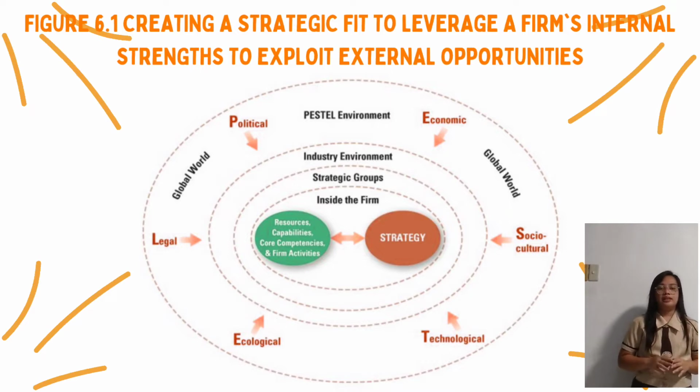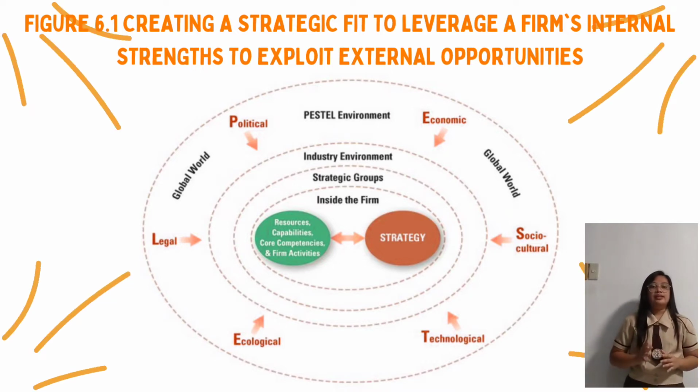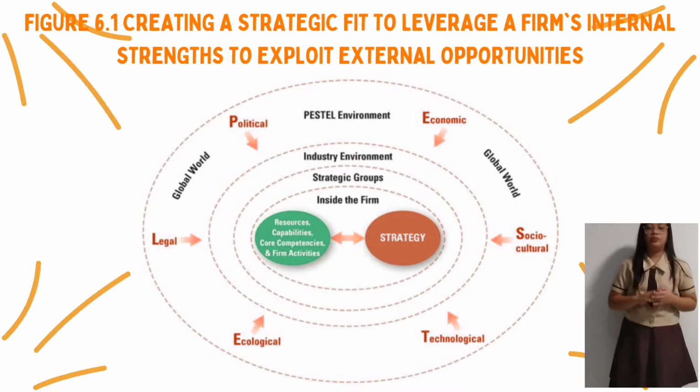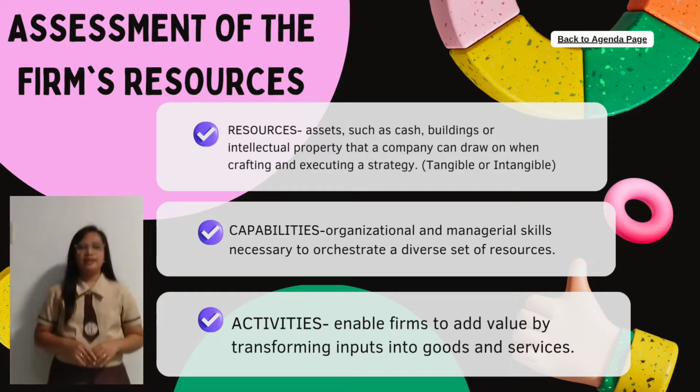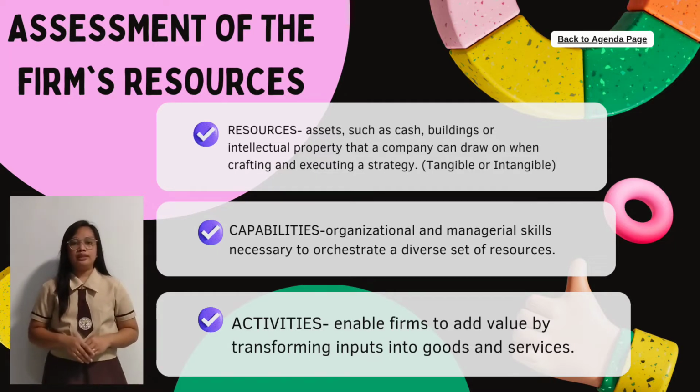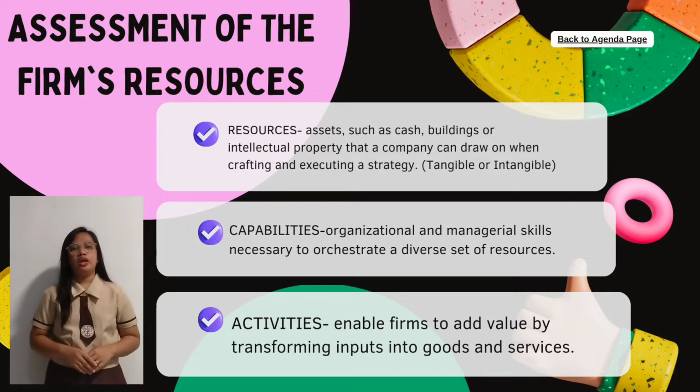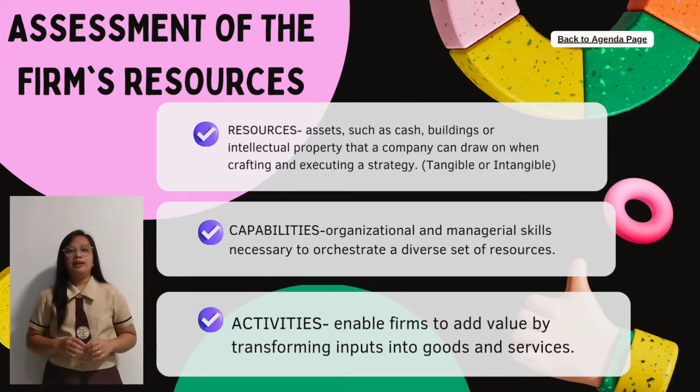Finally, the smallest circle. The inside of the firm. It contains resources, capabilities, core competencies, and firm activities aligned with the strategy. All assets, capacities, organizational processes, firm qualities, information, knowledge, and so on that are held by a business and that allow the firm to think up and execute plans that increase its efficiency and effectiveness are referred to as firm resources. Capabilities are what an organization is able to do.